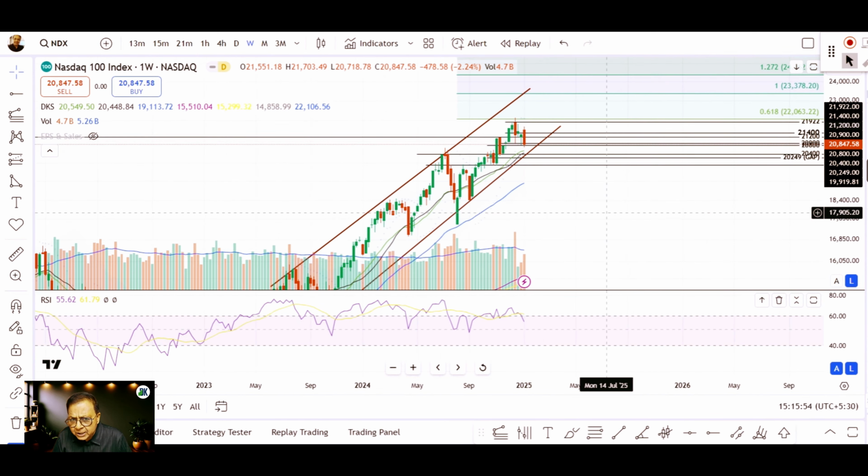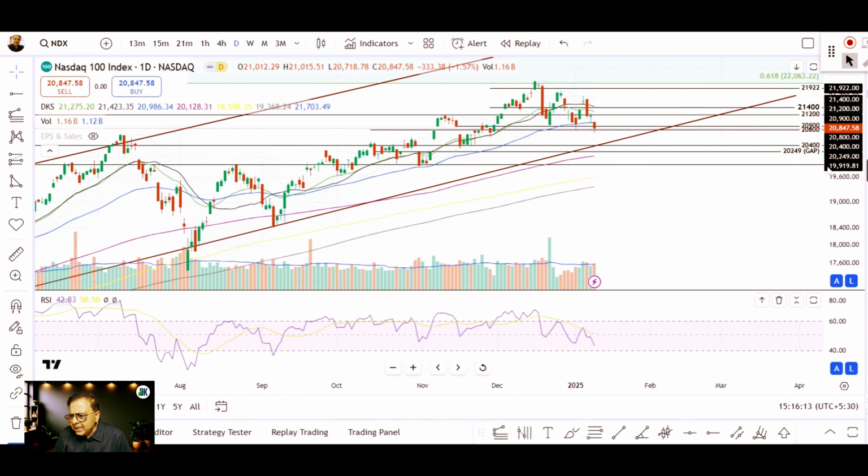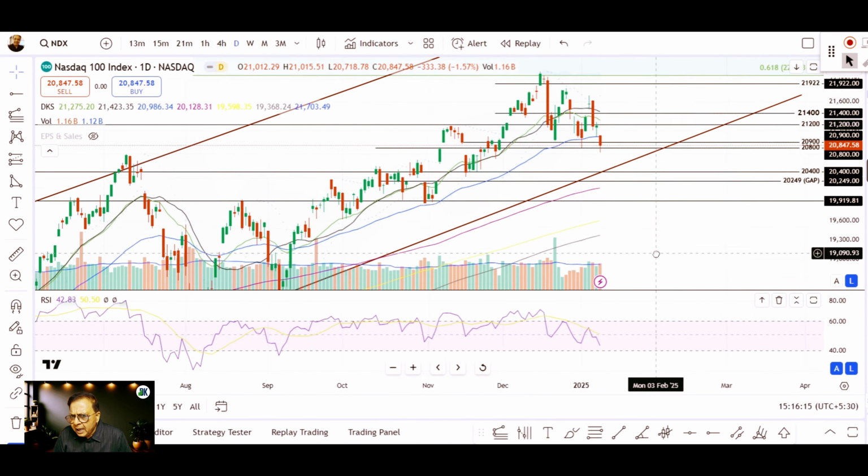Let us go to the daily price chart. What we can see in the daily price chart is that the price has corrected and has gone below EMA 55. EMA 55 was earlier acting as a support area, but this time the price has gone below this support area. Now there is the existence of a gap, which was created and which is at 20,249. So this gap becomes the important support.